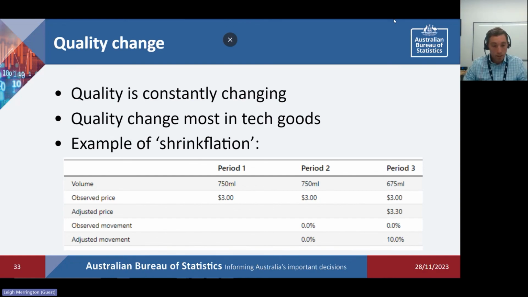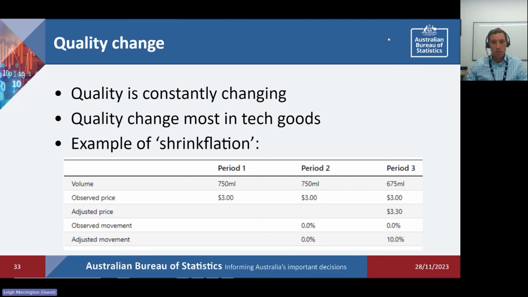And finally, this is my last slide. Just very quickly on quality change. Quality change is a very broad and complex topic, which I won't go into, but when you think about things like smartphones and high-tech goods, we have to take into account the quality change when it comes to measuring the CPI.